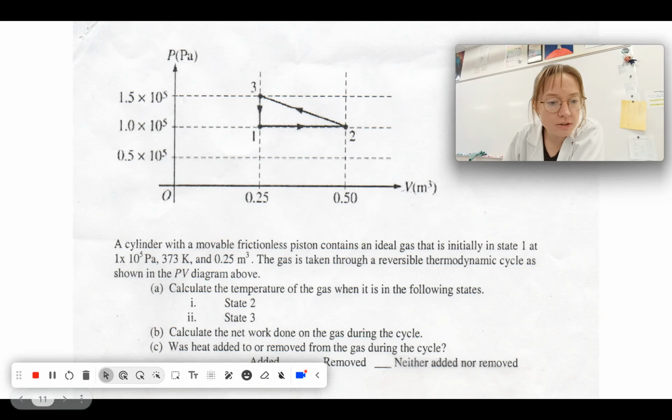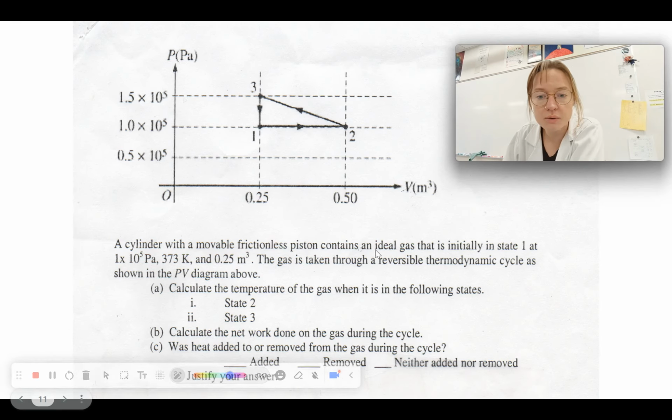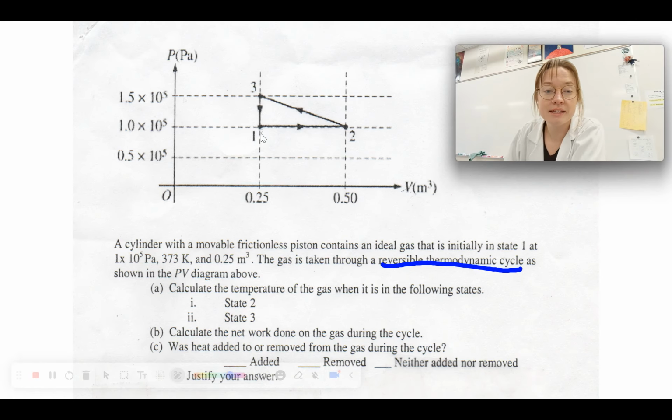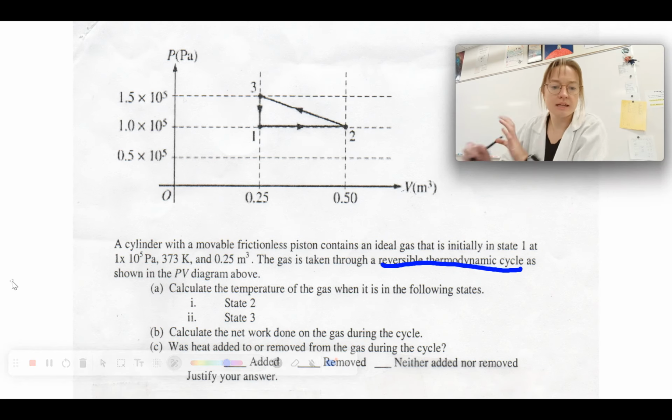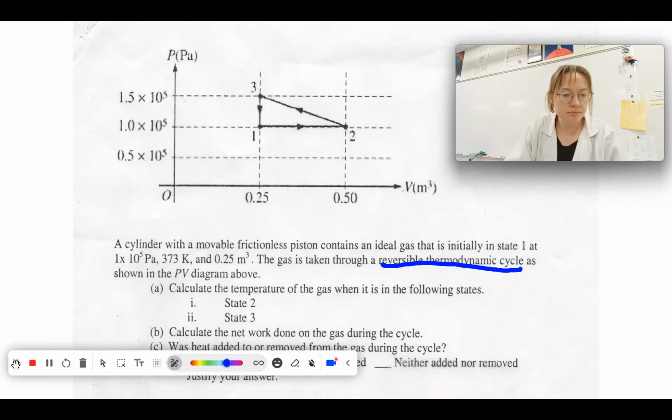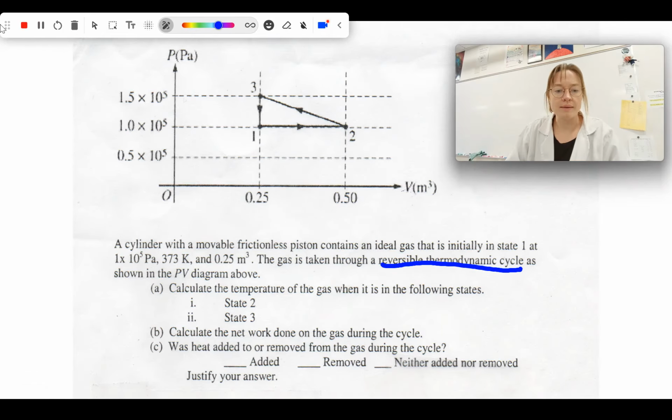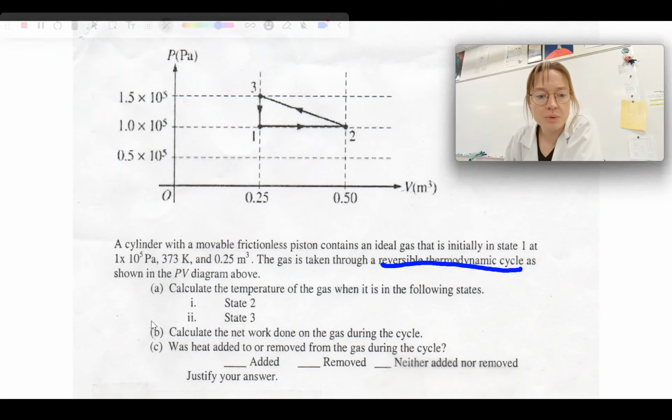When we say reversible thermodynamic cycle here, it just means it starts and ends at the same place. So then you could do it over and over again, or you could do it backwards. Either way is fine. You would start and end at the same place. The questions that we're going to answer today are: first, calculate the net work done during the cycle, and second, was heat added to or removed from the gas during the cycle?